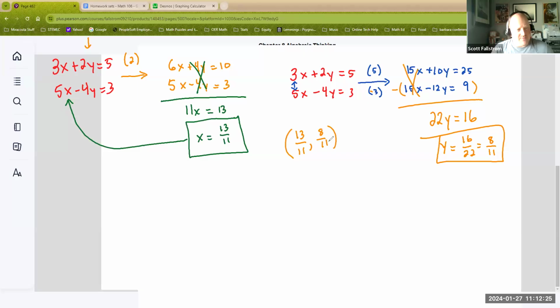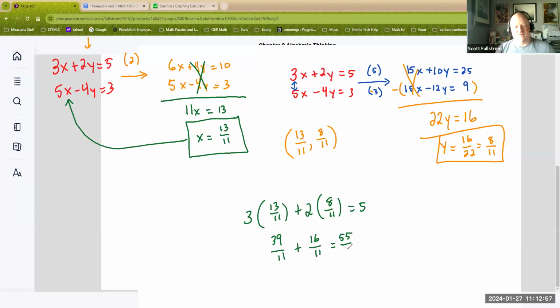And now you don't feel that intimidated by fractions. You could grab your calculator and plug those in to check and make sure they actually do work. I'll do one of them. I'm not going to do both of them, but just to show how I would do that. So I'd have 3 times 13/11 plus 2 times 8/11, and that has to equal 5. 3 times 13/11 gives me 39 over 11. 2 times 8 gives me 16 over 11. And my final result, when I add those together, is 55 over 11, which simplifies to 5.